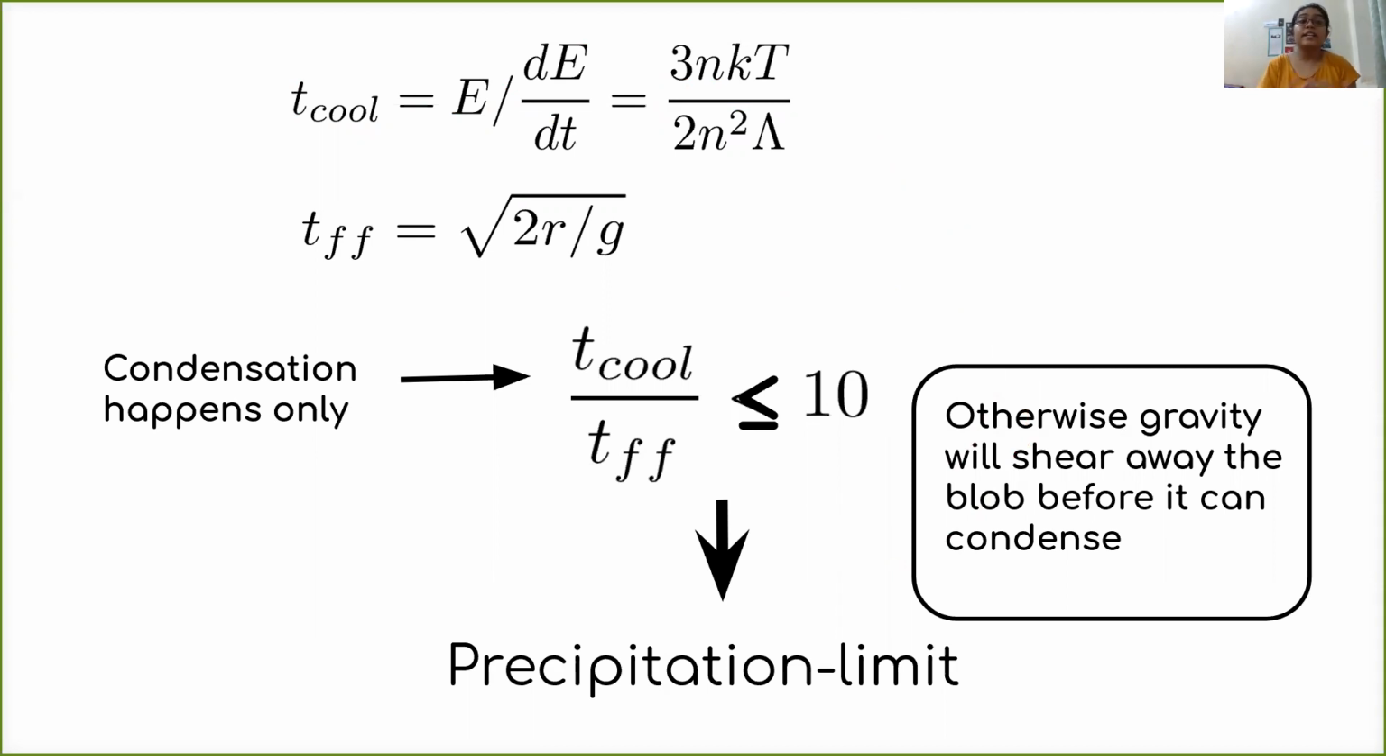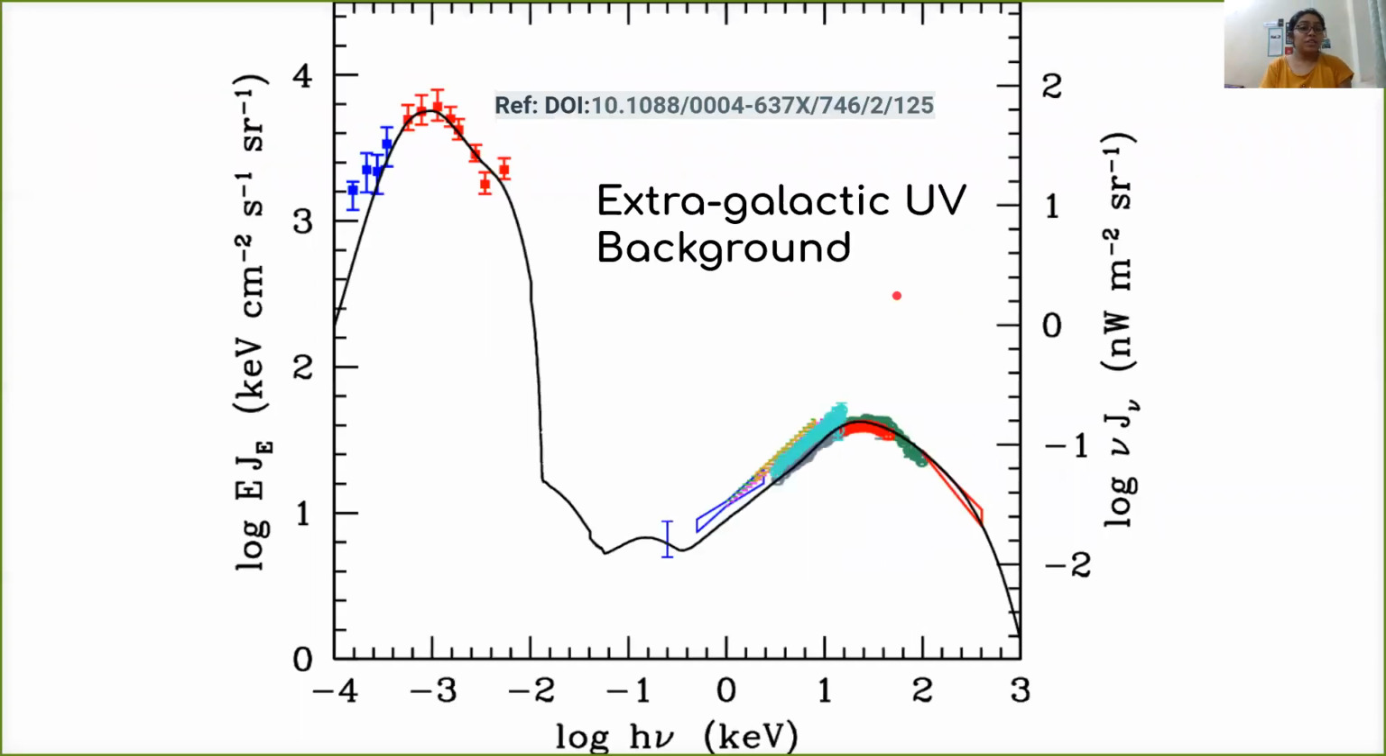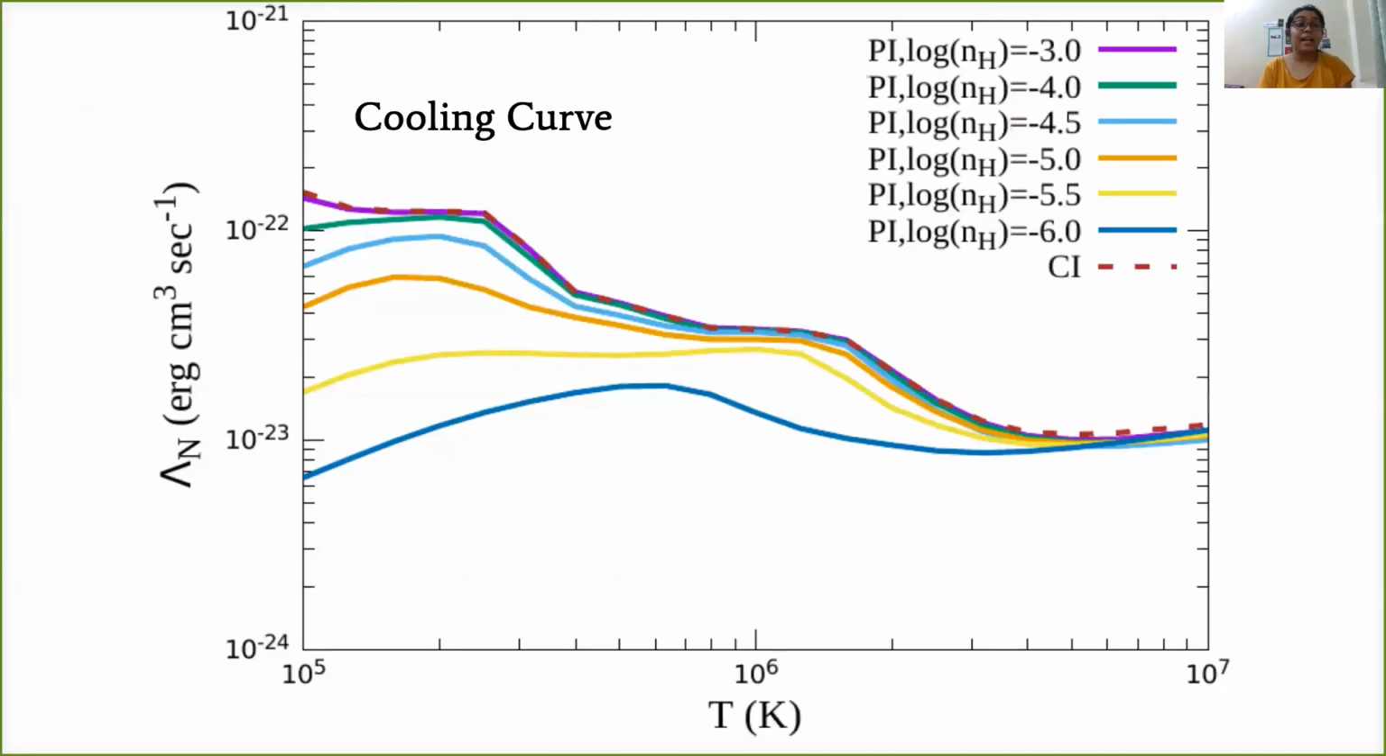For our model, we consider the CGM to be in hydrostatic equilibrium in a galactic potential well, assuming t_cool over t_FF to be 10. For developing the photoionization model, we use the extragalactic ultraviolet background radiation at redshift 0. However, this is tricky, as the cooling function will depend on both density and temperature, unlike the collisional ionization case where it only depends on temperature.